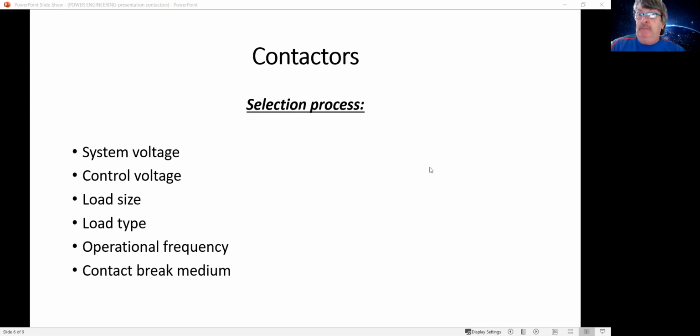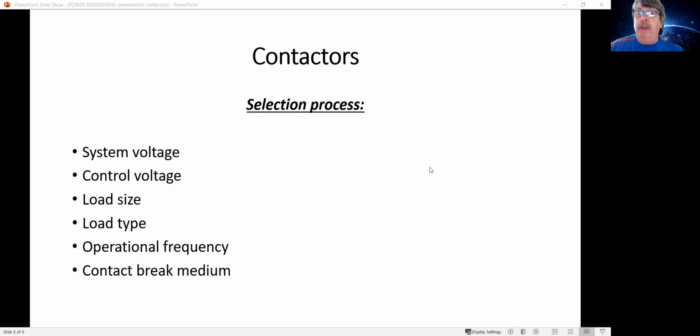Operational frequency. Now, this becomes important because contactors, the power type contactors in any case, are rated for things like 1 million operations or 3 million operations or whatever. So if we're going to do literally thousands of switchings per shift, we need to know how that is going to impact on the life of that contactor.